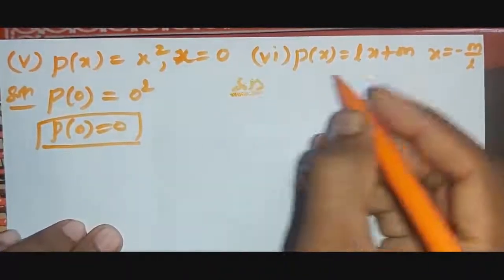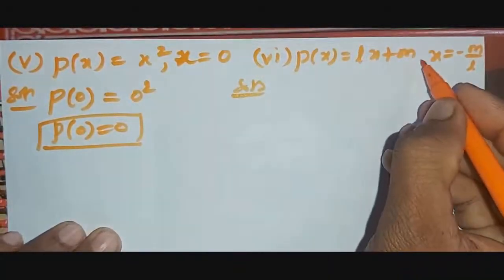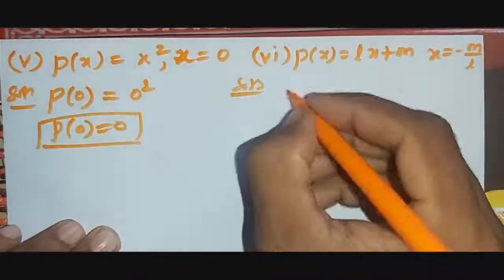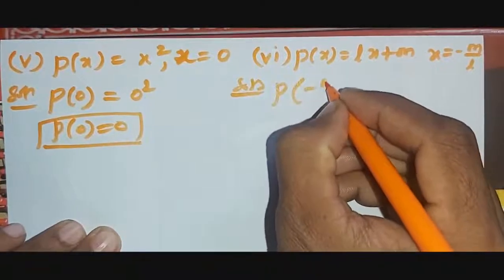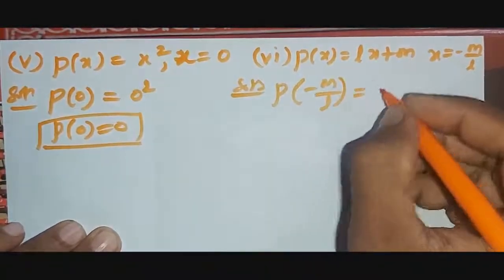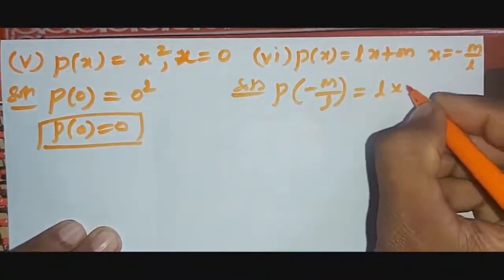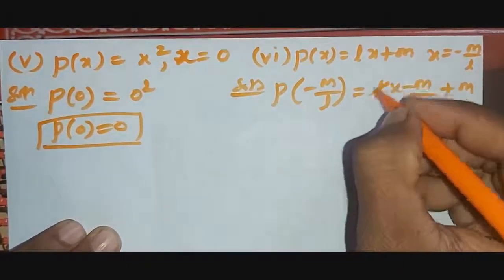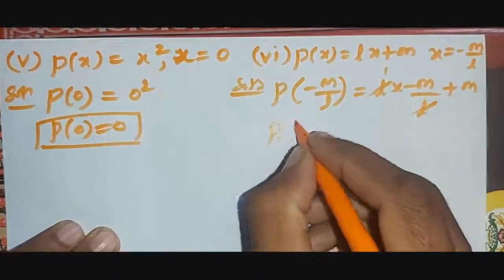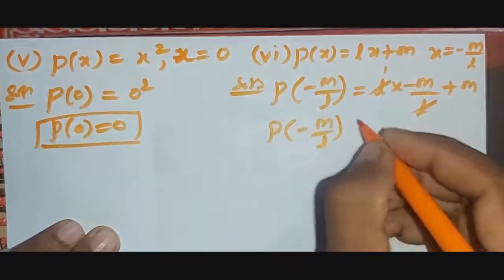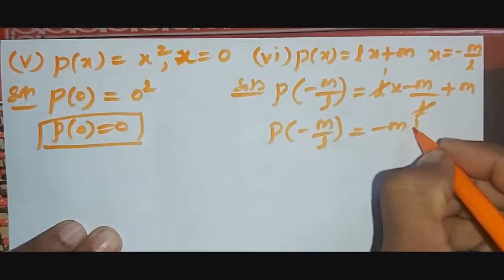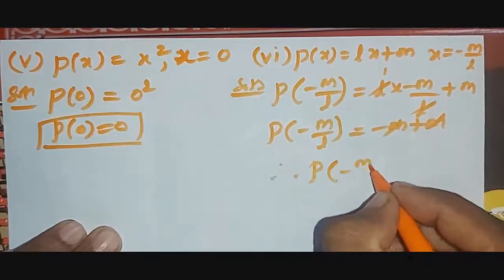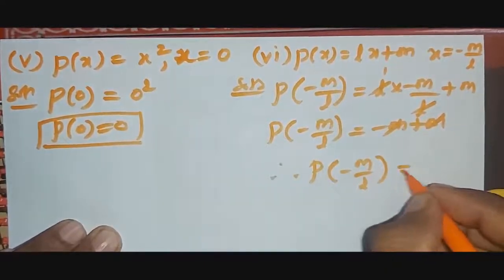Solution. Sixth one. Here P of x is equal to Lx plus m. X is equal to minus m by L. We have to put this value. P of minus m by L is equal to L into minus m by L plus m. L will get cancelled. And P of minus m by L is equal to minus m plus m, which will get cancelled. Therefore, P of minus m by L is equal to 0.